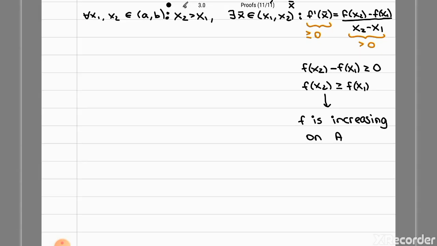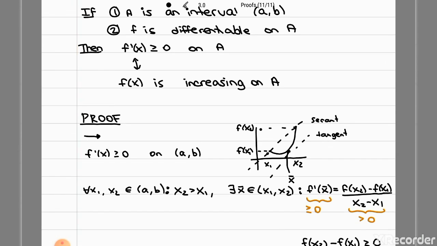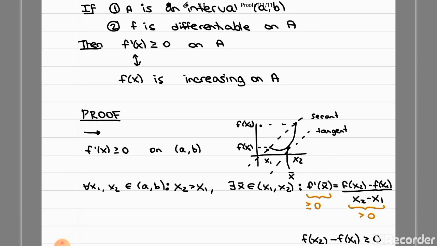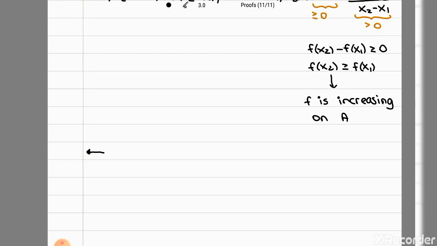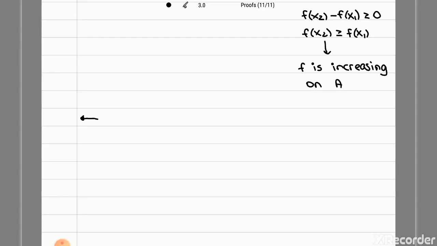Now for the other part of the proof, we have to do the opposite. We're going to say that we know the function is increasing, and we have to prove that the derivative is going to be greater or equal to 0. So to do that, we're going to be using the definition of derivative and also the definition of an increasing function. So as we just saw here, if a function is increasing, it means that the second y value is bigger or equal to the first y value.